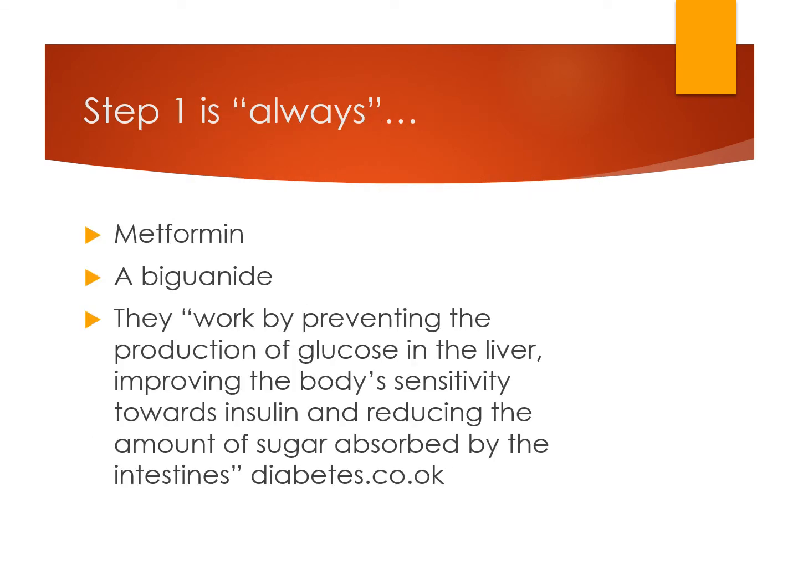So step 1 is basically always metformin. It's a biguanide. They work by preventing the production of glucose in the liver. We talked about that. They also do provide a certain amount of sensitizing of insulin, similar to what the glitazones would do. And they also reduce the sugar absorbed by the intestines. This last one is important just because as the sugar passes through, it's actually going to generate an osmotic effect, and a fair number of people will have diarrhea associated with this diabetes medication.